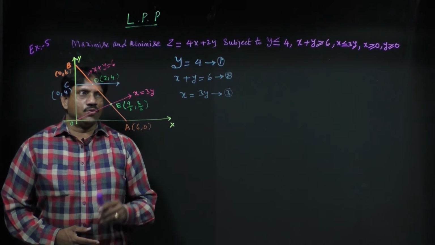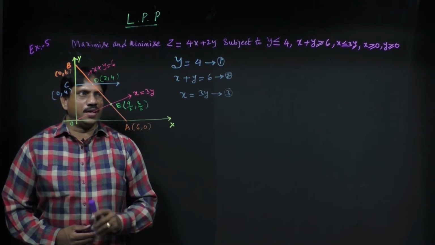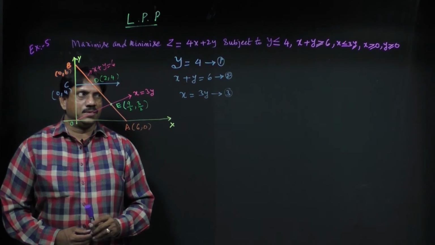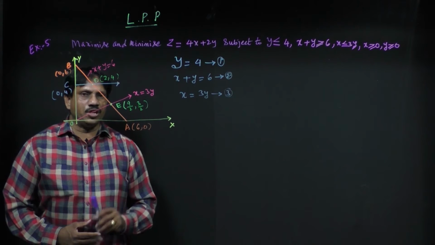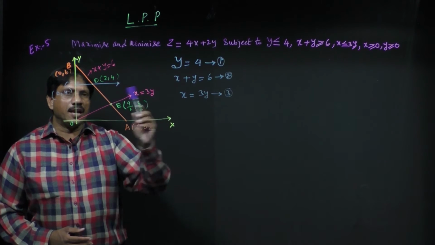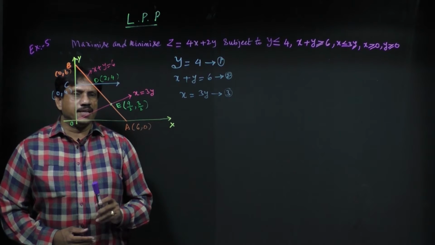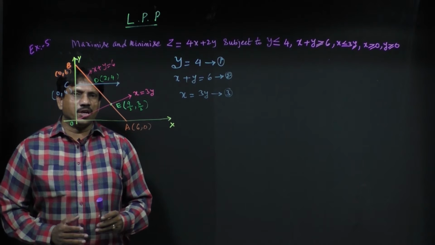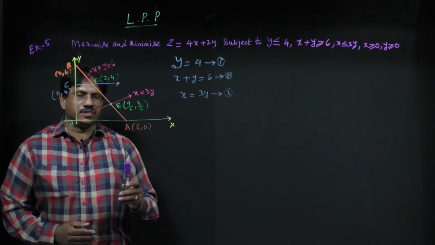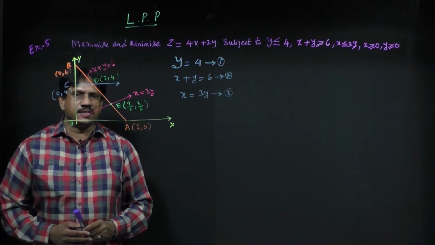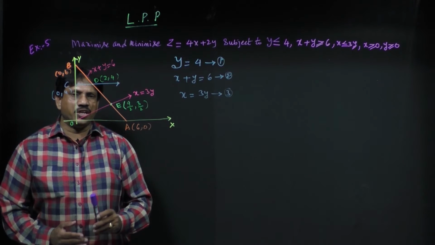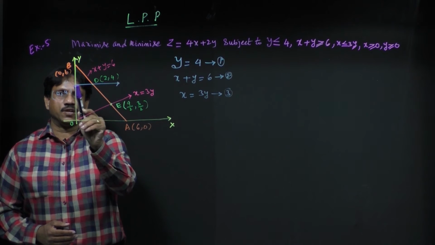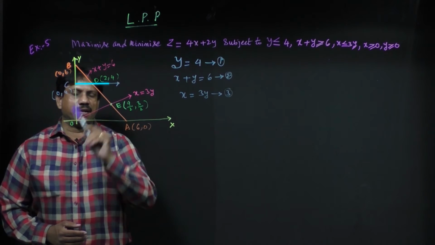First we have to take y equal to 4, equation 1. Second is x plus y equal to 6. And third is x equal to 3y. Now totally we got 3 lines: y equal to 4, x plus y equal to 6 and x equal to 3y. Now we want the points of intersection of all these 3 lines. The first one is a line which is y equal to some constant, parallel to the x-axis. Clearly, at a distance of 4 units on the y-axis you draw a line parallel.